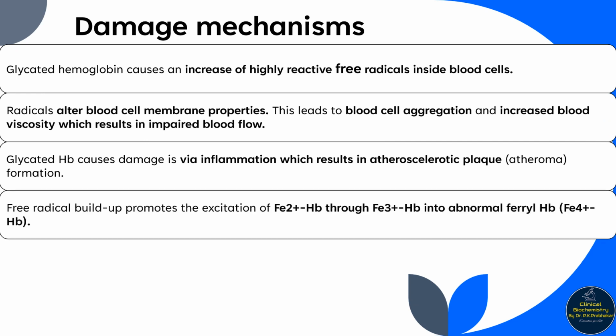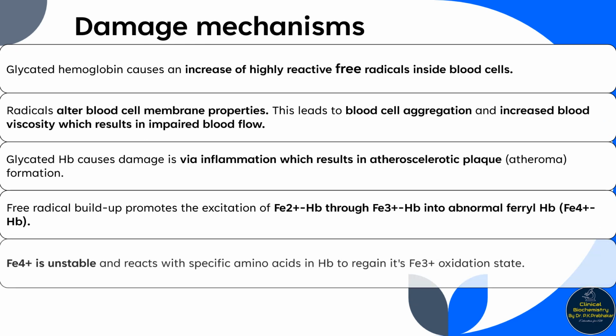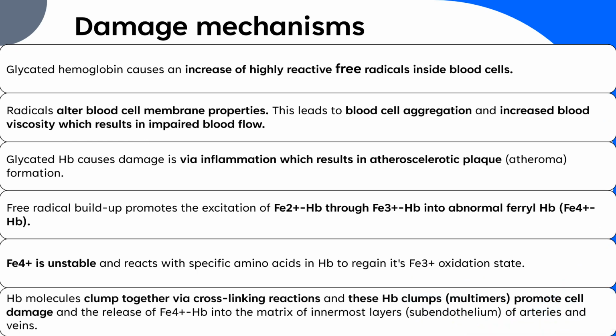Whenever free radicals build up, they promote the oxidation of Fe2+ Hb through Fe3+ formation into abnormal free Hb. So Hb2+ will be converted to Hb4+ mediated by Hb3+. That is called ferryl Hb. Hb4+ is very unstable and it reacts with specific amino acids in hemoglobin to regain its Fe3+ oxidation state, and makes the amino acids unstable.